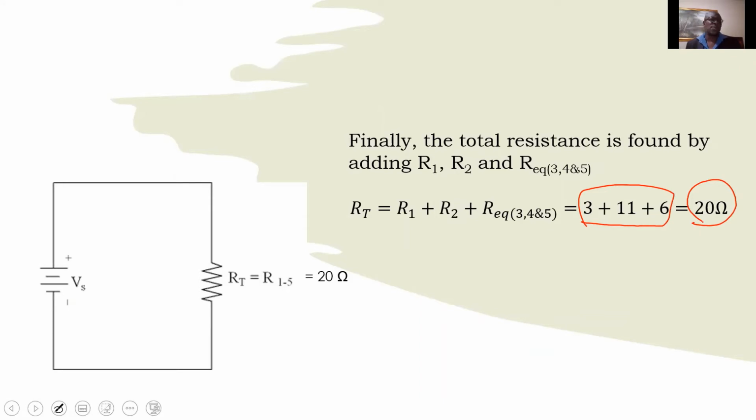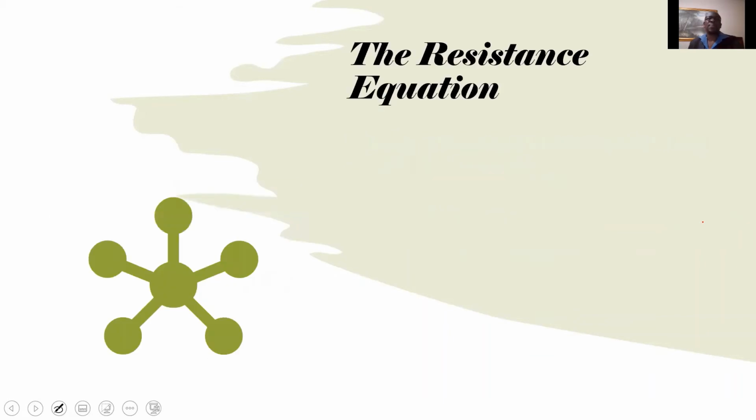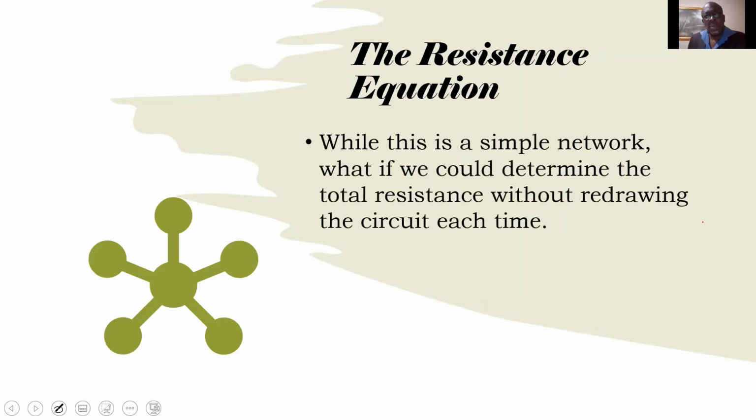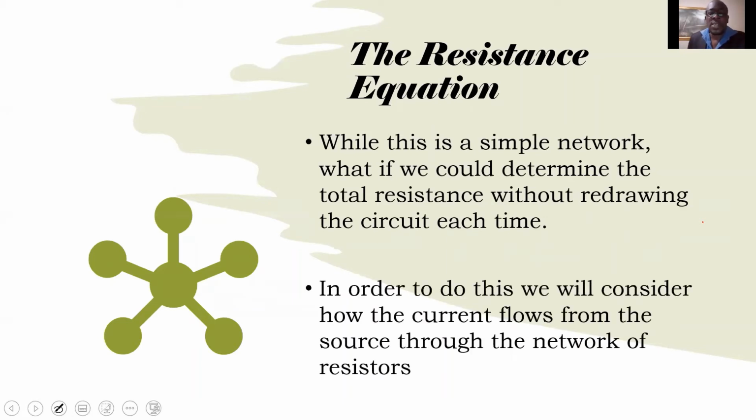What if we could find the resistance without redrawing the circuit each time? And that's where writing what we refer to as a resistance equation becomes applicable. Now, yes, we are dealing with a simple network, but we're going to seek to write this equation, and we're going to use the current flow through the circuit in writing this equation and solving it, and see whether or not we'll get the same resistance as the circuit reduction method.